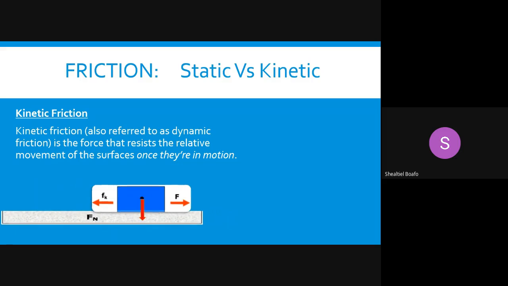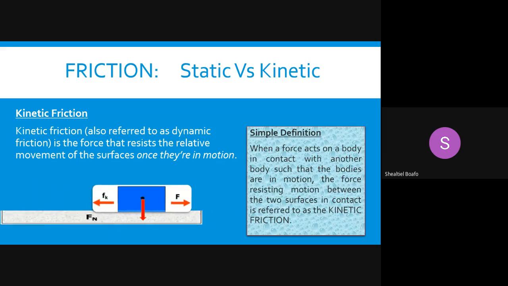So, of course, the body is in motion. In simple terms, just like the other one, we can say that when a force acts on a body in contact with another body, such that the bodies are in motion, the force resisting motion between the two surfaces in contact is referred to as the kinetic friction.